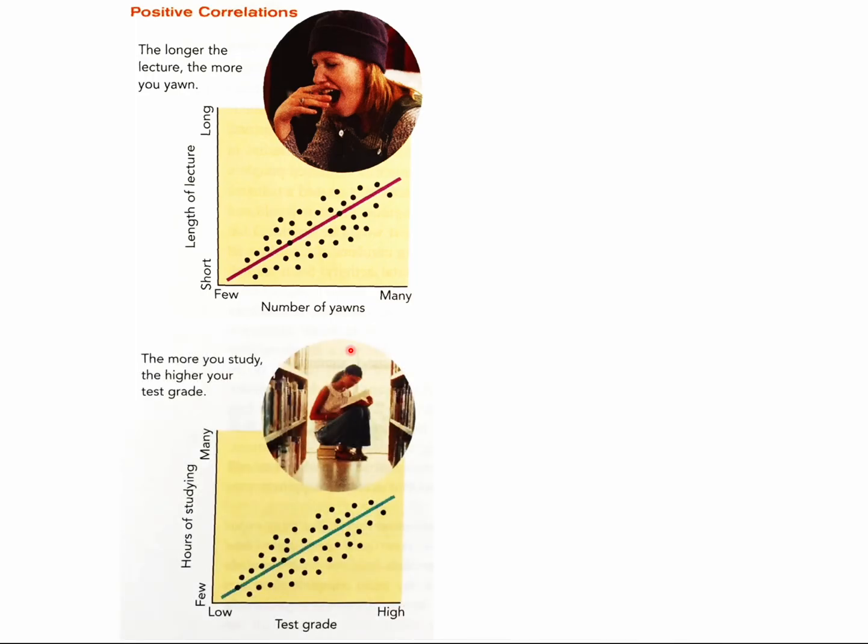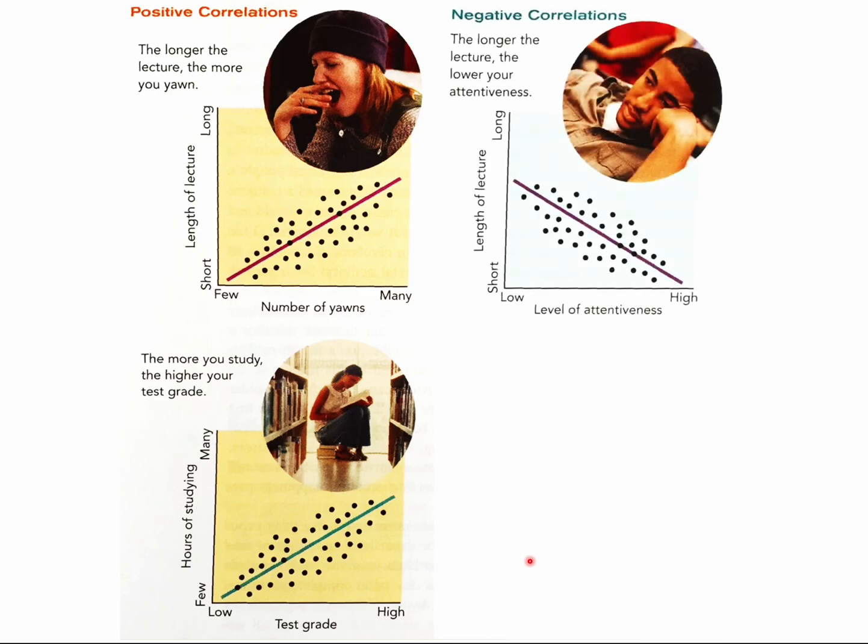Here's another one. The more you study, the higher your test grade. Kind of what I've said earlier. As hours of studying go up, test grades go from low to high. It looks really similar to the yawning and the length of the lecture. Those are both positive correlations. Now, how about a negative correlation? The longer the lecture, the lower your attentiveness. Here's the length of the lecture, and how attentive you are from low to high. If it's a really long lecture, you're very low in attentiveness. If it's a shorter lecture, you have more attentiveness.